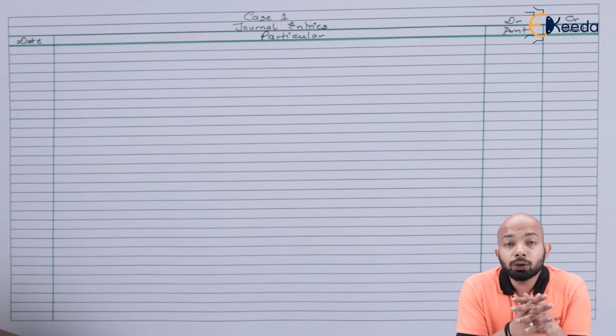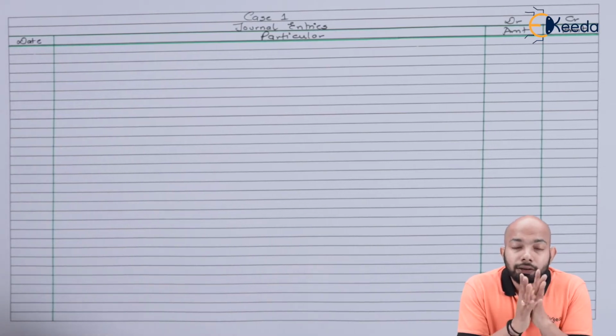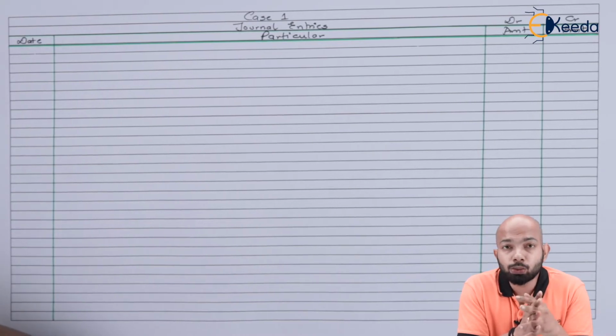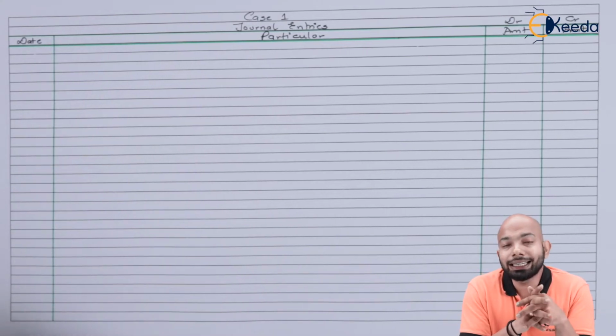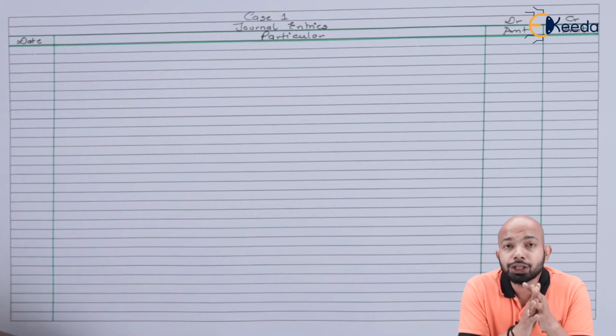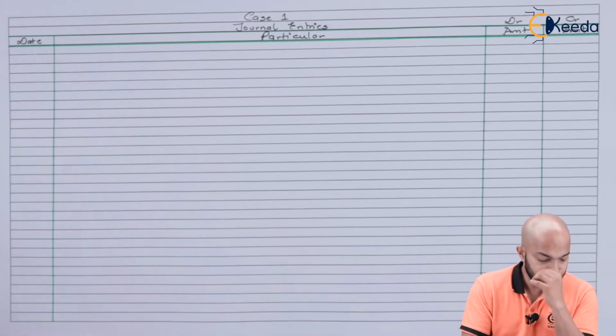So, when we're talking about the case 1 journal entries, we understand that there has been certain issue, but there is an undersubscription in case 1. So, we'll first pass the entry related to receipt of application money for debentures with the narration related to it. Let's start with that.